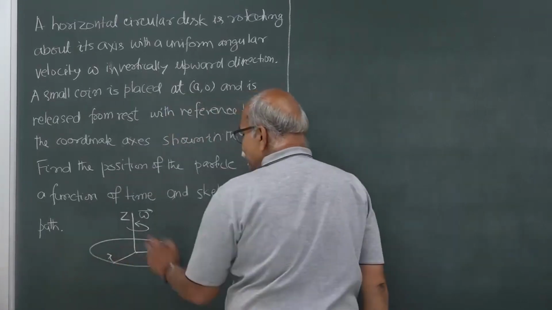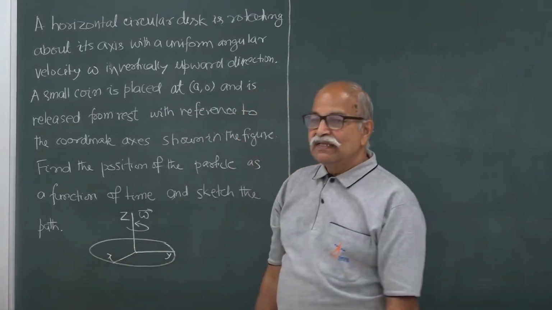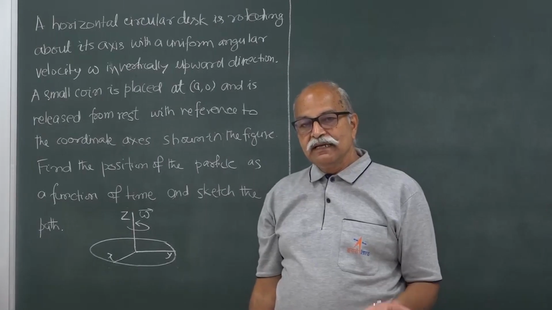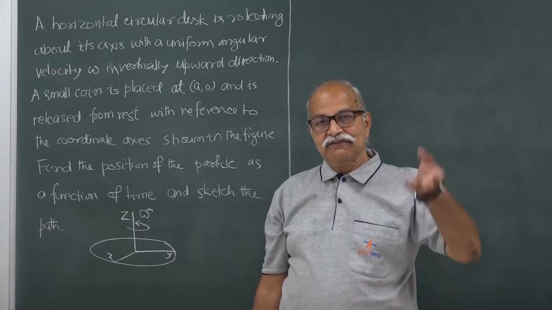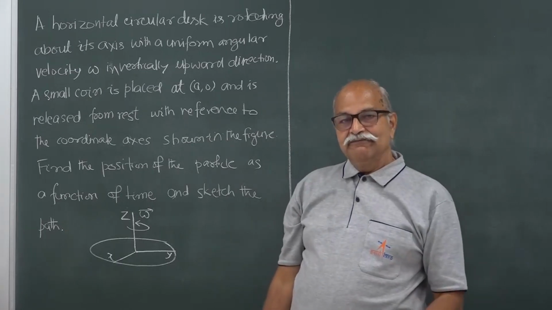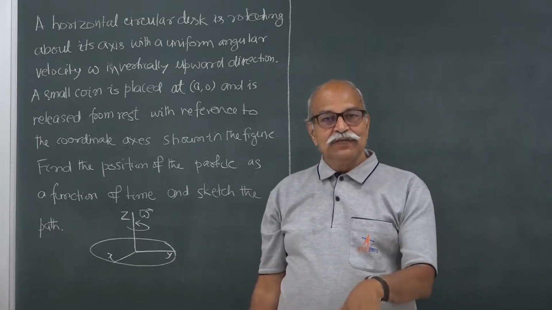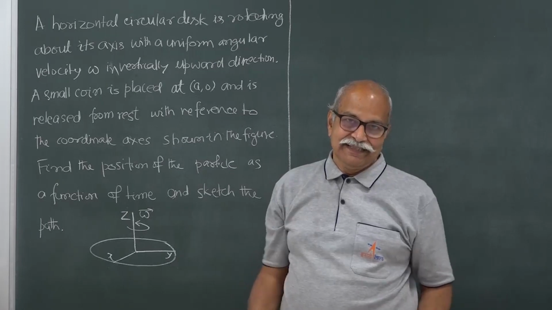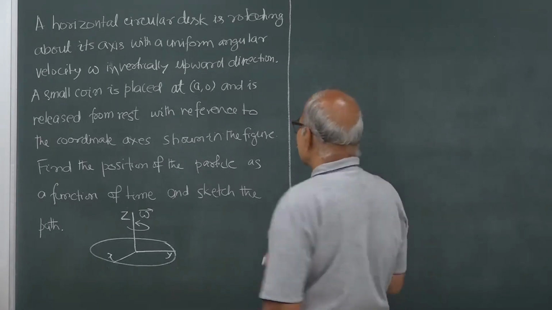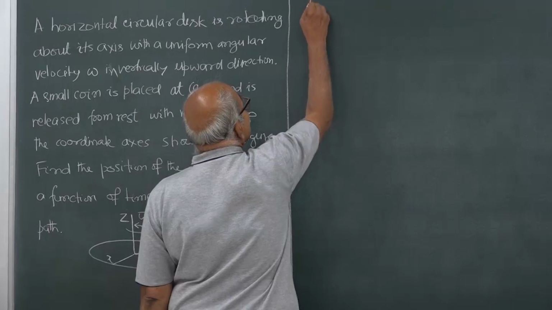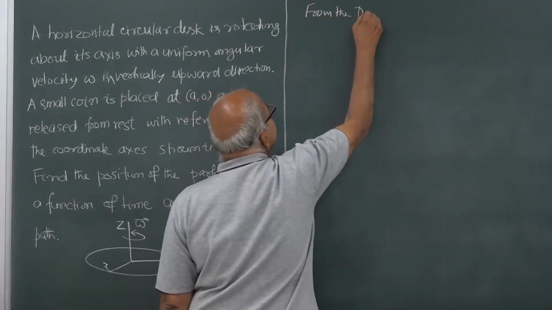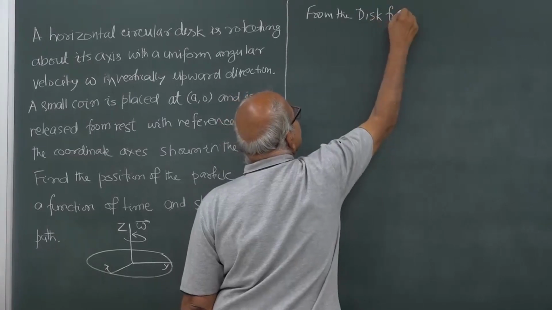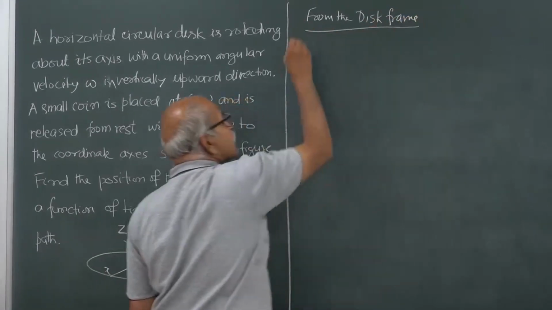So, in the disc frame, what are the forces? The vertical normal reaction of the platform is balanced by the weight of that coin, and friction we are neglecting. So, the only forces are pseudo forces in the horizontal plane. And what are those forces? So, from the disc frame, we are working with the disc frame only.